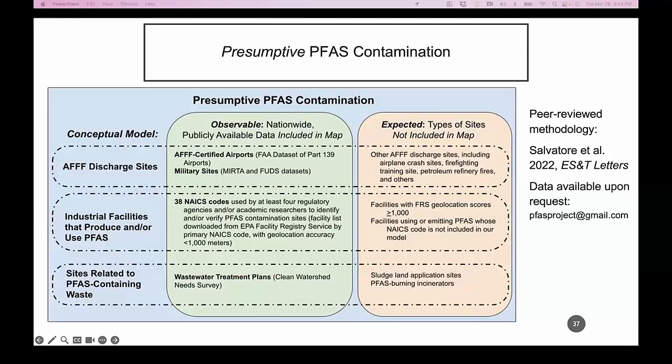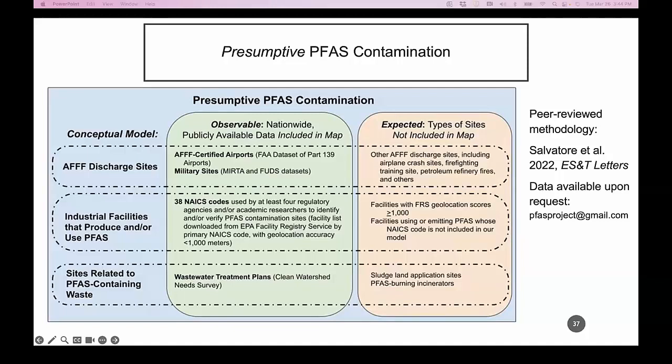Those include AFFF discharge sites, so the places where fluorinated firefighting foams have been used. It also includes certain types of industrial facilities that either produced or used PFAS. And it includes sites related to PFAS containing waste. This could be wastewater treatment plants, sludge application sites, incinerators, etc. Now, in our research, we were able to gather high quality nationwide geolocation data for certain types of presumptive contamination sites. For example, we were able to gather geolocation data on large airports, the Part 139 airports around the country, and so we're able to map those.